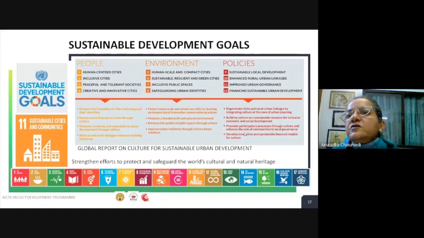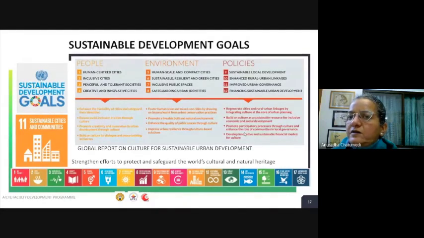In relation to the environment, the global report identifies that human scale and compact cities are required, that green cities which are sustainable and resilient are required. The environment of these cities has to have inclusive public spaces, and urban identities have to be safeguarded.